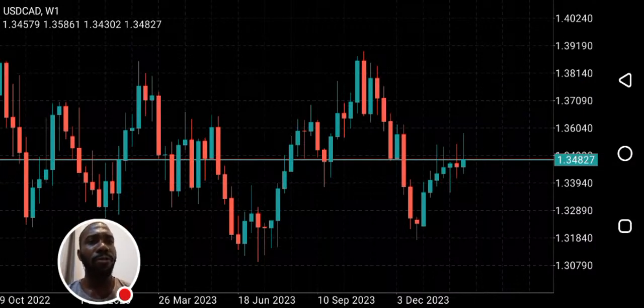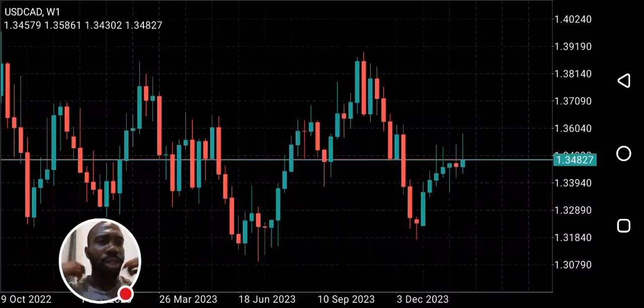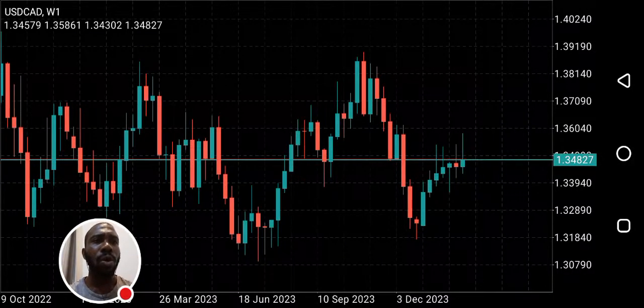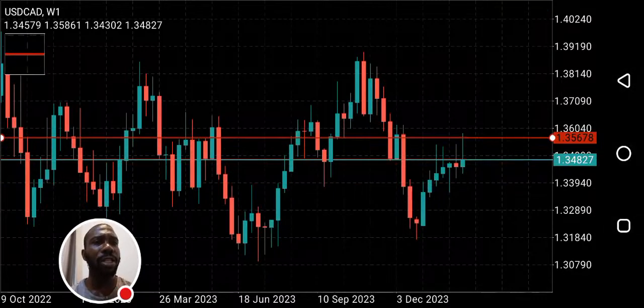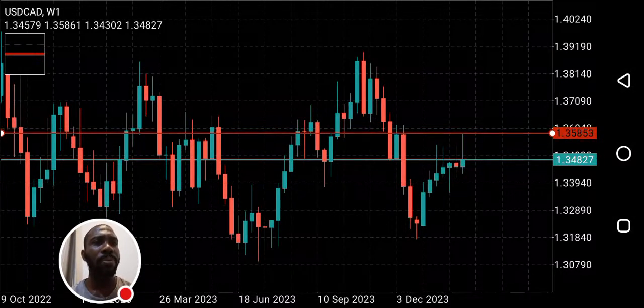You can see what formed on the weekly time frame. This is a shooting star on the weekly time frame on USD CAD, and you would also notice that it formed at a previous resistance level, right? You can see price tested that resistance level, and there was a strong rejection from that level. That tells us there's a high probability that USD CAD will be bearish this week.